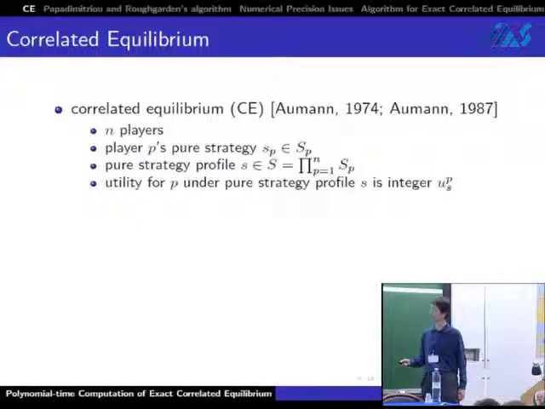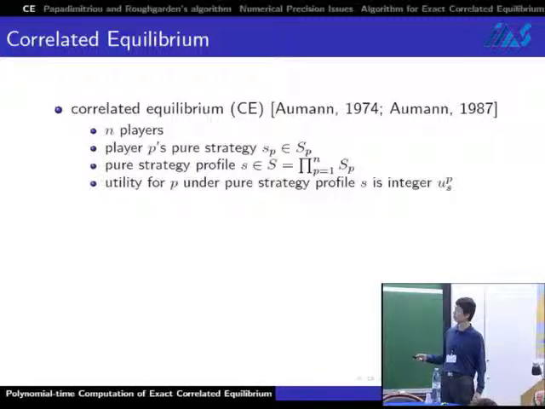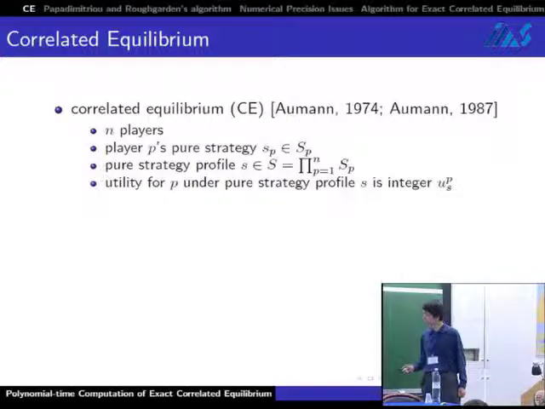So we have a game with n players. Each player p has pure strategy s_p from this action set. The pure strategy profile we write as s, and for each player p, each pure strategy profile, we have a utility for that player, which is assumed to be an integer.